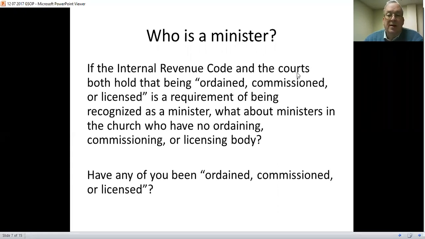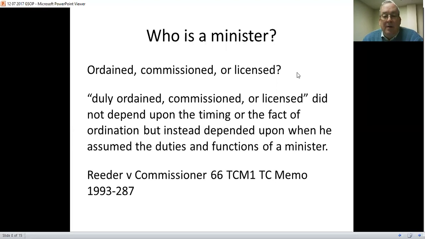if one qualifies. If the Internal Revenue Code and the courts both hold that being ordained, commissioned, or licensed is a requirement, what about ministers in the church who have no ordaining, commissioning, or licensing body? I don't think either of you, Brian or Justin, have either, but neither of you have been ordained, commissioned, or licensed. So let's look at that issue. A court case, Reader, in 1993 court case, ordained, commissioned, or licensed, they said, duly ordained, commissioned, or licensed did not depend upon the timing or the fact of ordination, but instead depended upon when he assumed the duties and functions of a minister.